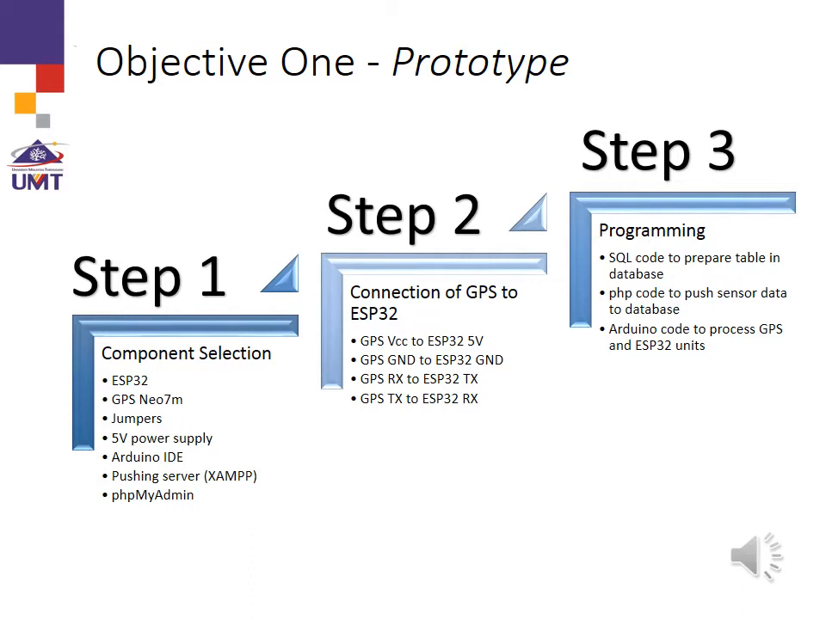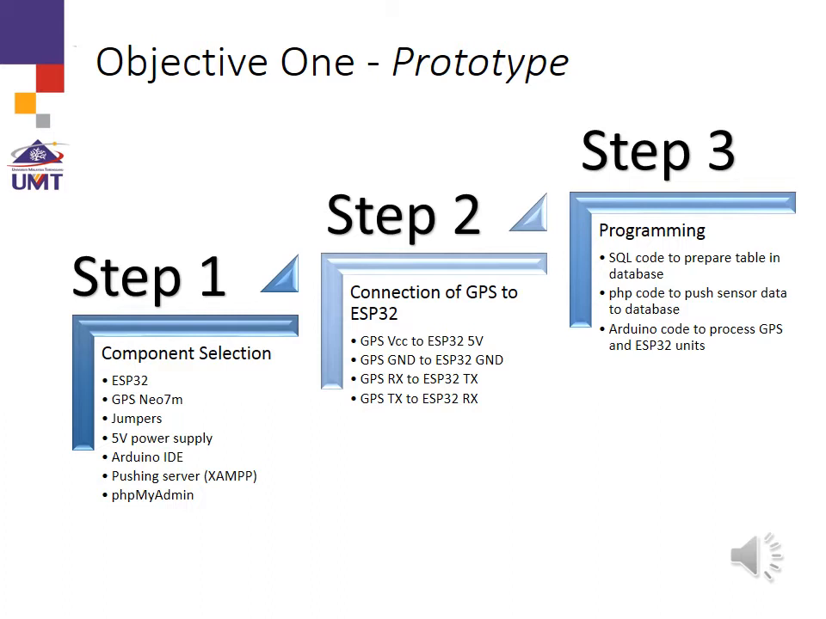The GPS ground pin will be connected to the ESP32 ground pin, whereas GPS RX will be connected to ESP32 TX, and also TX of GPS will be connected to RX of ESP32.